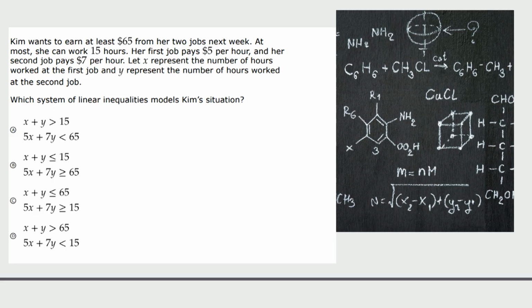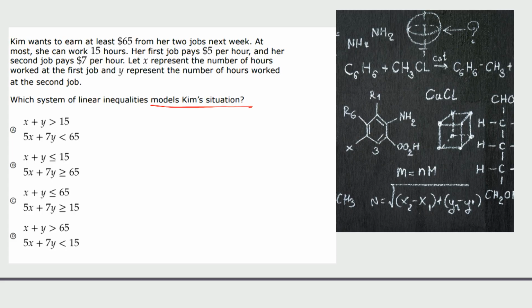Kim wants to earn at least $65. Okay, so Kim wants to earn at least $65 for her 2 jobs next week. At most, she can work 15 hours. Her first job pays $5 per hour, and her second job pays $7 per hour. Let X represent the number of hours worked at the first job. Y represents the number of hours worked at her second job. Which system of linear inequalities models her situation?